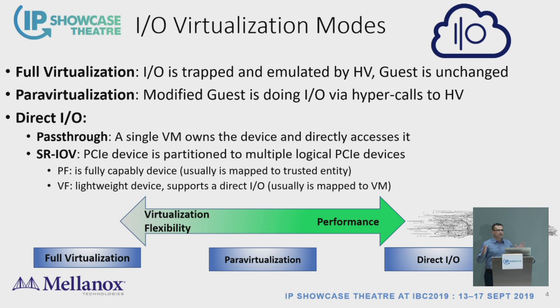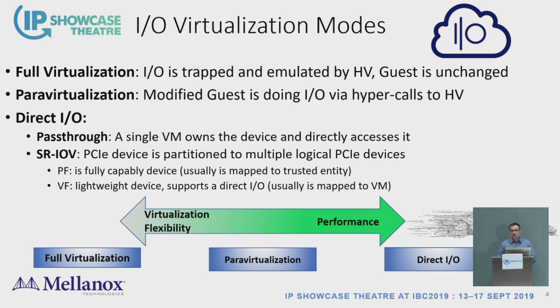In direct I/O, you can get the best performance because the guest, the virtual machine, can directly access the hardware, bypassing the hypervisor. So you can get near native performance. There are two major types in direct I/O. The first one is pass-through. In pass-through mode, a single virtual machine is owning the device, not the host. All the other virtual machines on the same physical server cannot access the device.